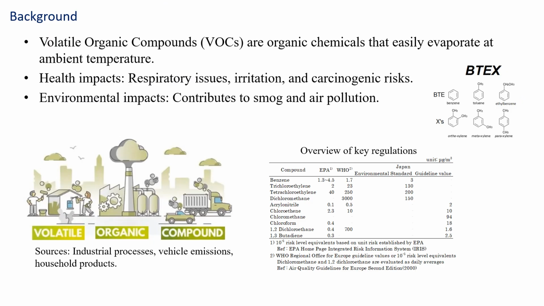So as we know, VOCs, the volatile organic compounds, are organic chemicals that easily evaporate at ambient temperature, and there are a few kinds of sources. We focus on the anthropogenic sources, and there are also some biogenic sources. For the anthropogenic sources, VOCs come from industrial processes, some residential sources such as painting, and also from vehicle exhaust.